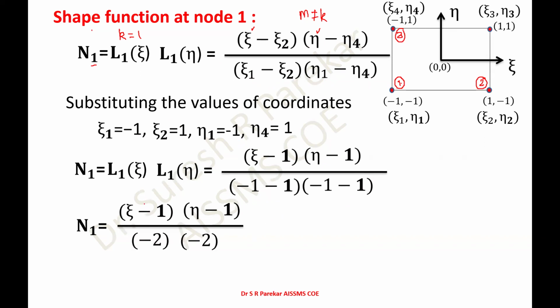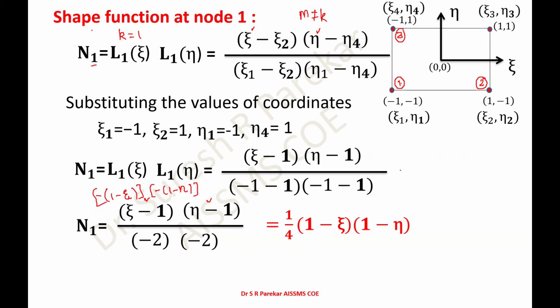We will take minus common from this term, minus common from this term. So we have minus 1 minus zeta and into minus 1 minus eta. And then we will get this as 1 by 4, 1 minus zeta into 1 minus eta, because we have minus minus, we are going to get it as plus. And this is my general equation.